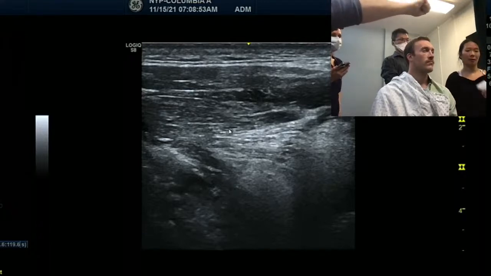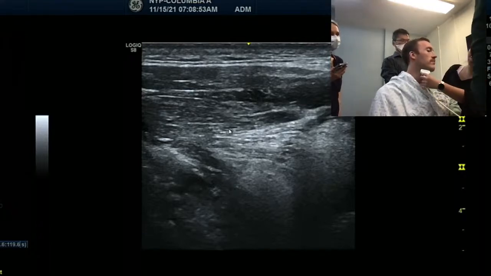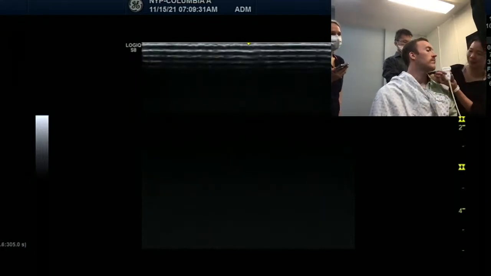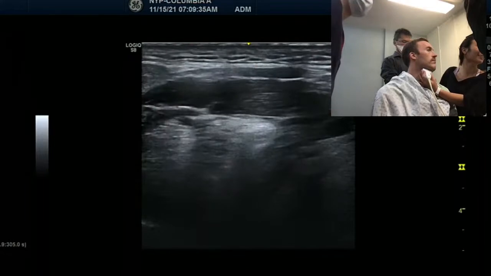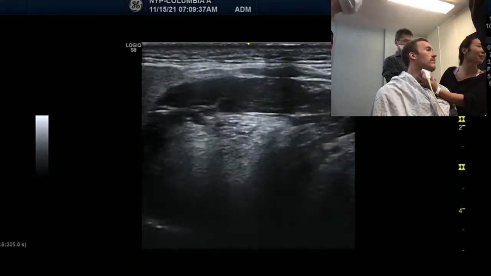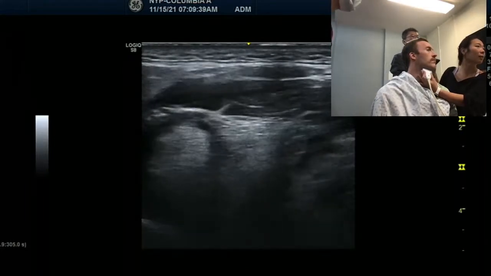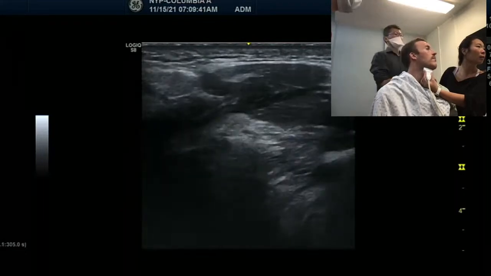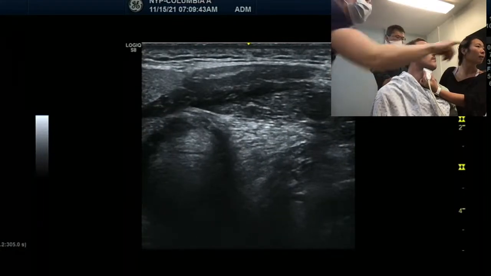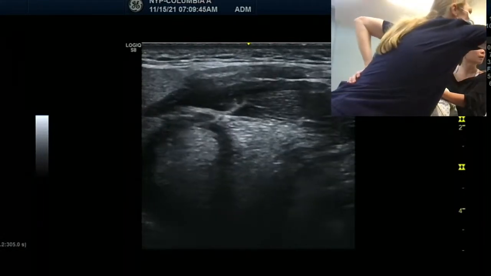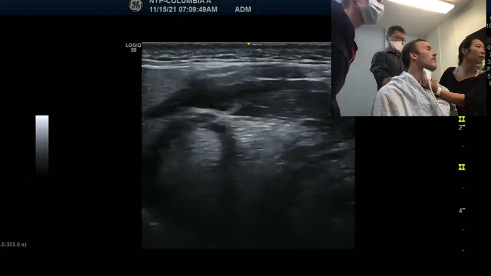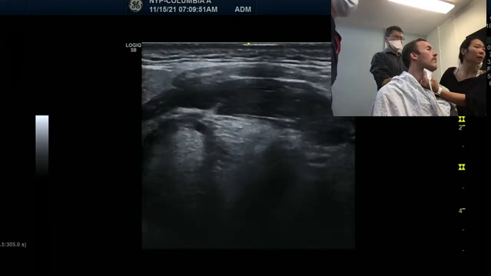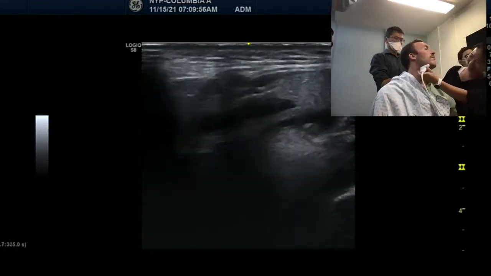How did you put the probe? Oh, sorry. Oh my God, this is driving me crazy. It's fun though. It's so funny that we're like, it looks like now one. Digastric.